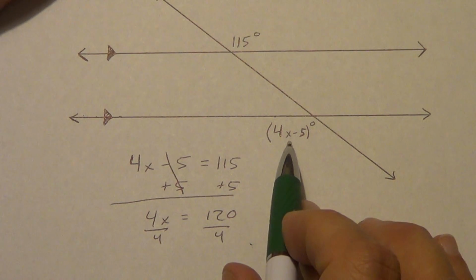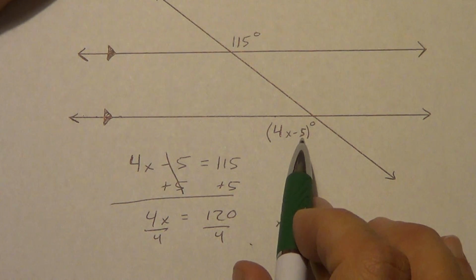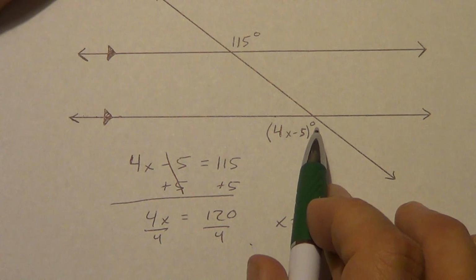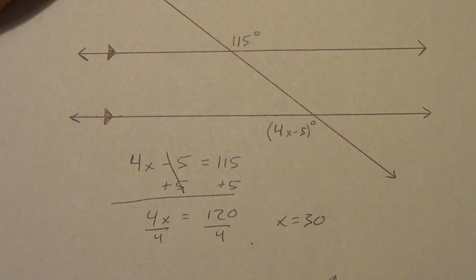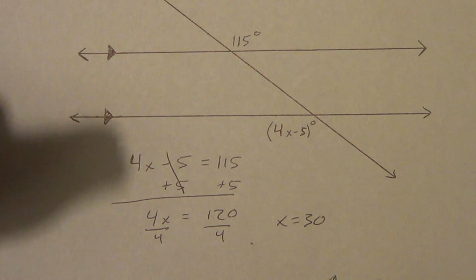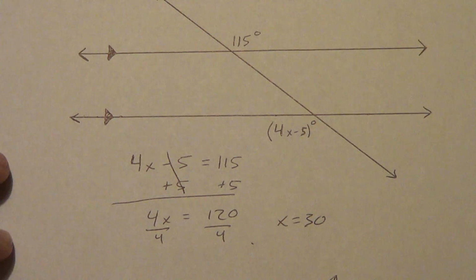So 4 times 30 is 120. 120 minus 5 is 115, and I already have my degree symbol, so 115 degrees, so that makes sense, okay? So that's one way you're going to apply algebra to these. And we could do that with corresponding angles, where their measures would have to be equal, or with alternate interior angles, where their measures would have to be equal.